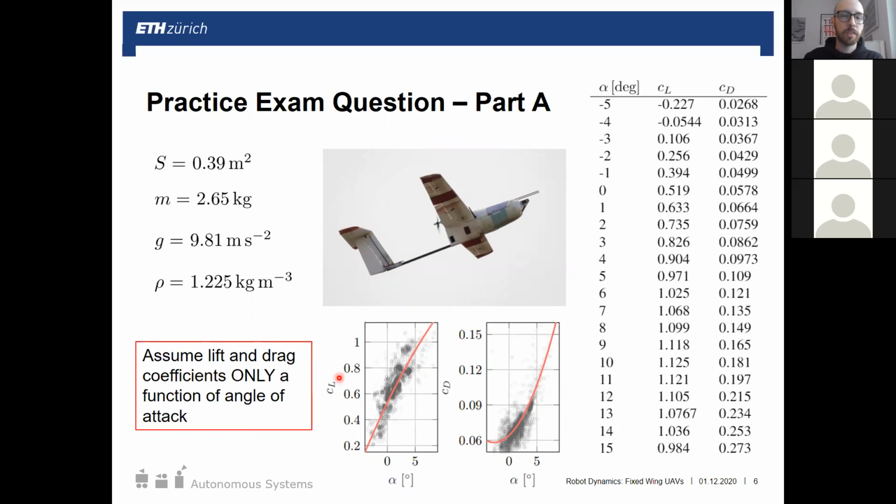Okay, back to the lift drag thing. Angle of attack here on the x-axis, lift and drag on the y-axis. This red curve is all we're considering for the lift and drag coefficient. Moving on through the question.